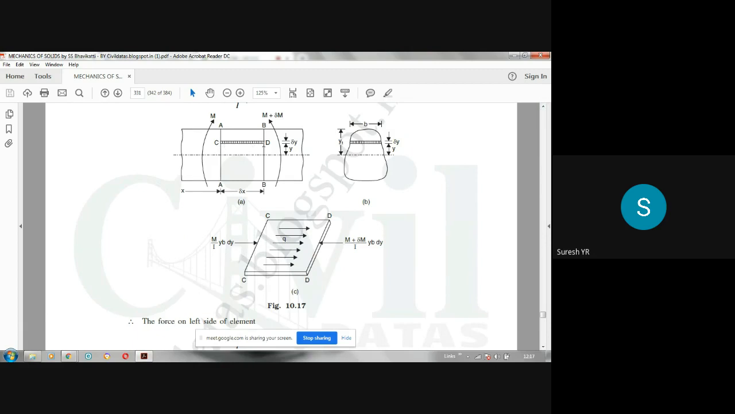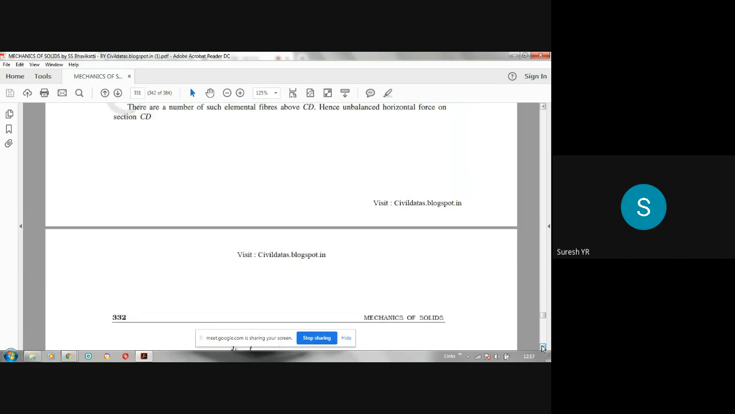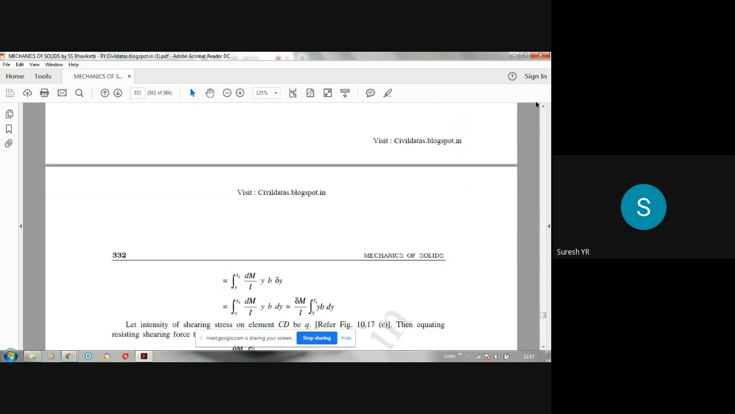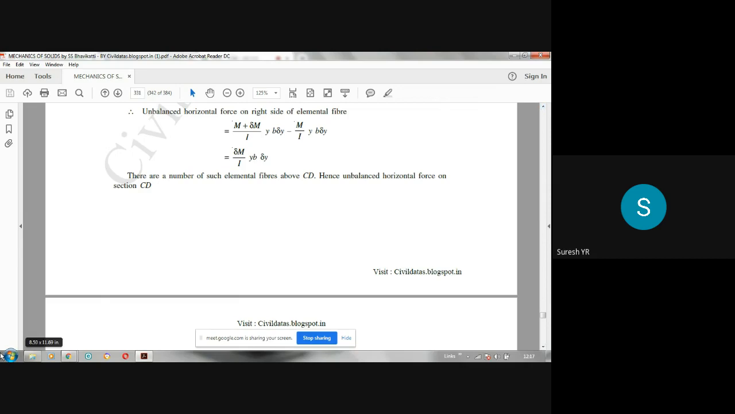Similarly, whatever fibers are there above this CD, you have to take. That means between y to yt. y is the distance from the neutral axis to here. yt is the distance from the neutral axis to the top fiber; t stands for top. So between y to yt, whatever horizontal forces are there, we have to add. Add here means integration. Please understand, there are a number of such elemental fibers above CD.